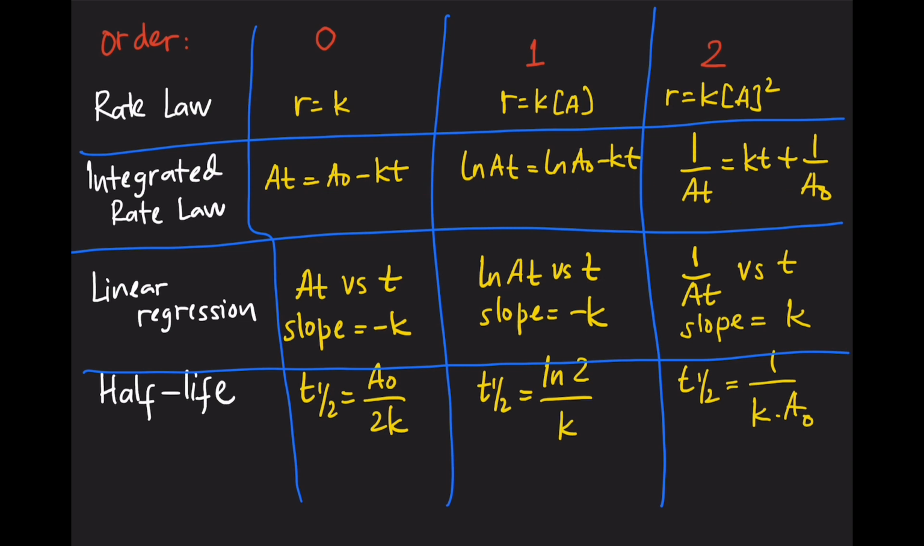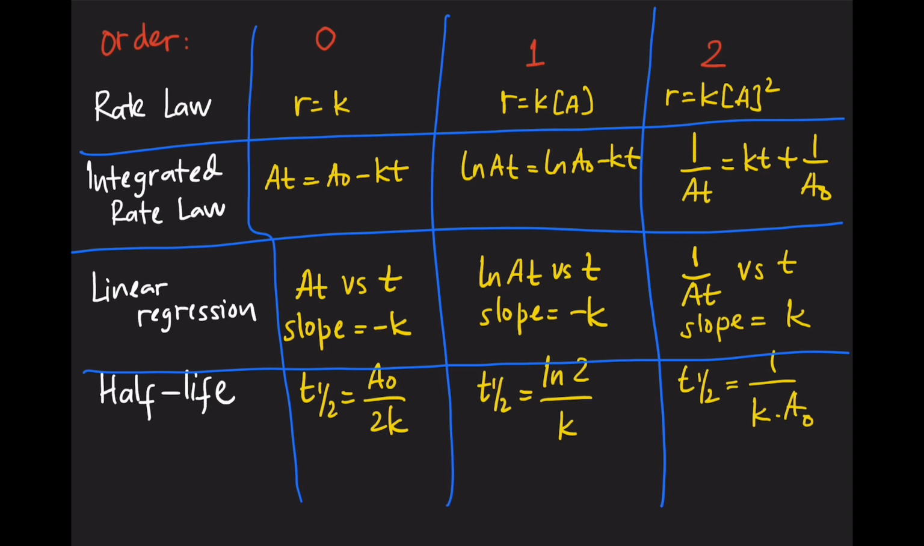As you can see here, for the 0th order, it is At equal to A0 minus kt. For the first order, it is ln At, or the natural logarithm of At, equal to ln A0 minus kt. And for the second order, it is 1 over At equal to kt plus 1 over A0. Note that here, mostly the k is negative, so minus k, minus k. The k itself is positive, but it will be minus k over here. However, for the second order, it is plus k. Again, the value of k itself is always positive.